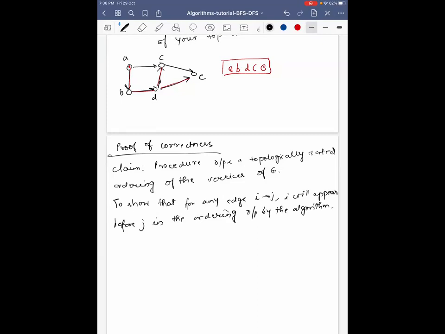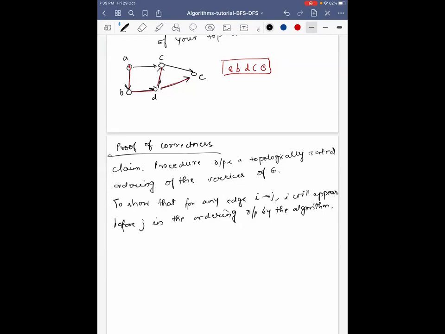So how can we go about it? We try to show that in the DFS it will appear later. It will be popped from the stack later. As long as all the vertices reachable from I are not popped from the stack, I will not be popped. So it is still in the stack. That means that we are popping J before I. So in the topological sorting, in the list that we are creating, J will appear after I.